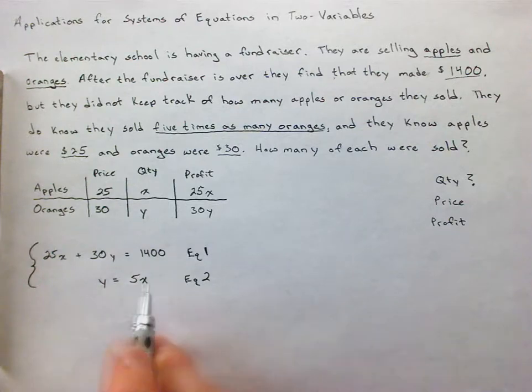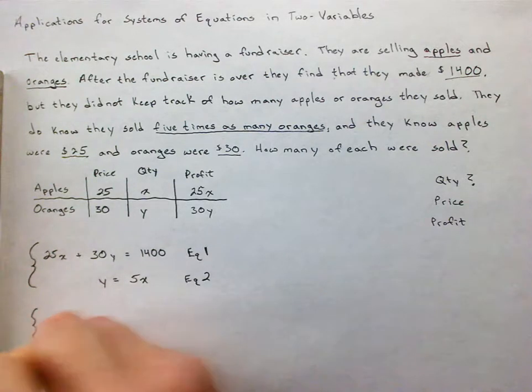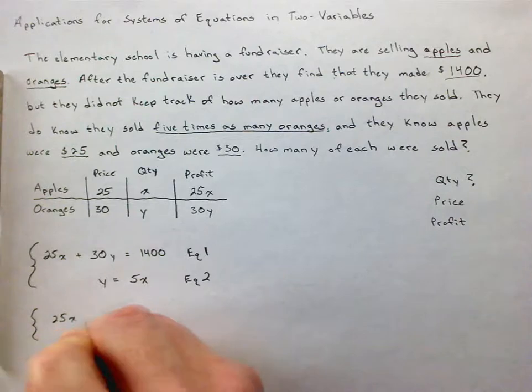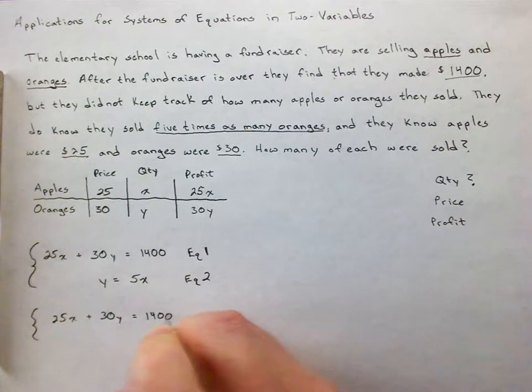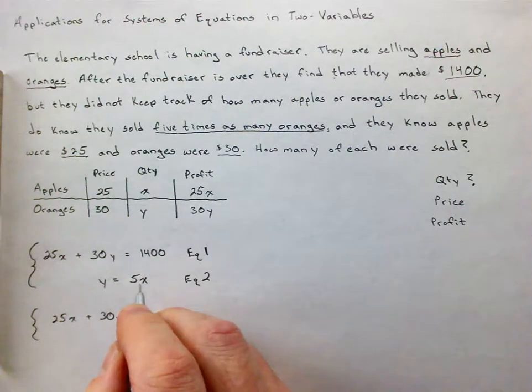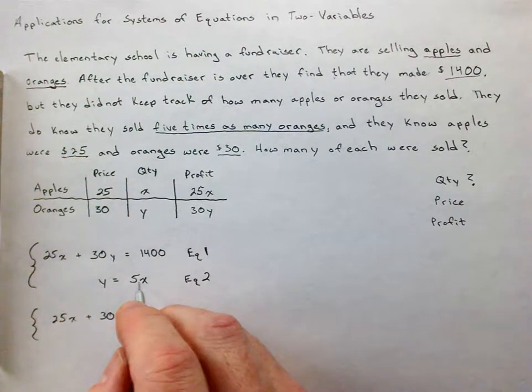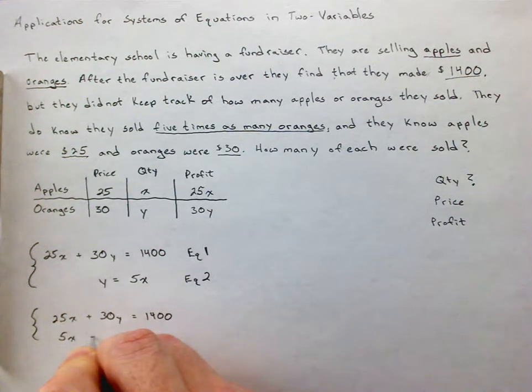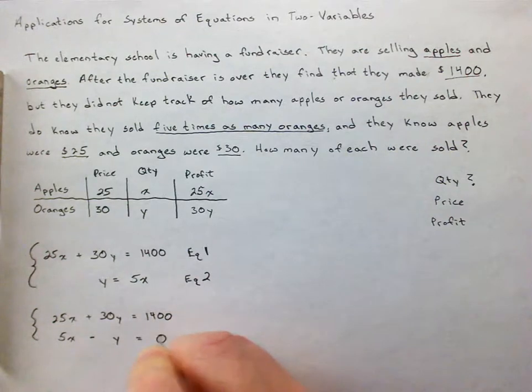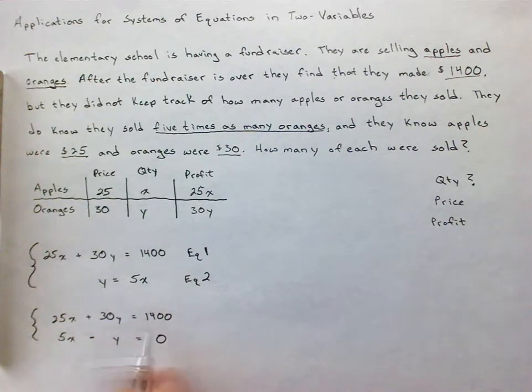Now this looks a little weird, so let's simply rewrite it. I have 25x plus 30y equals 1,400. In this, I can just take this and say 5x minus y equals 0. Same equation, I've just rewritten it. I'm using elimination. I could have simply used substitution and plugged in and solved, whichever way you choose to do it.